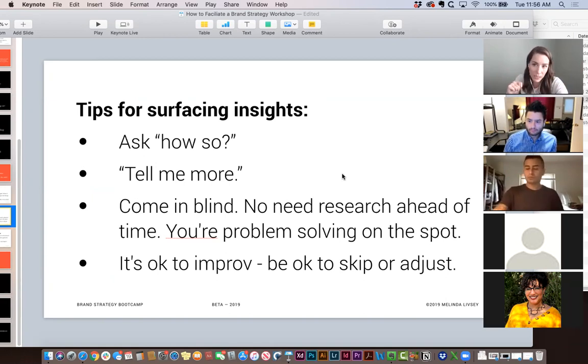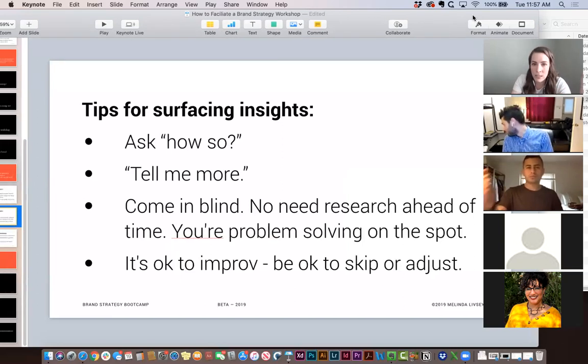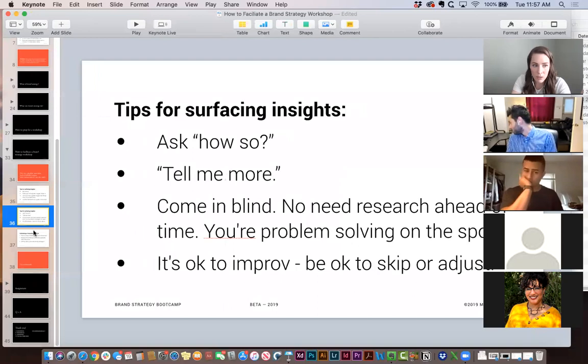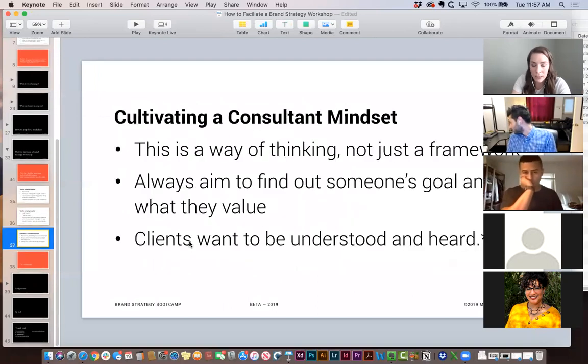And if you can't even understand what they do, then there's an issue in communication and how they're communicating their brand. So it's a good thing that you're there to learn and to gather as much as you can in that meeting. And because you're going to be a problem solver on the spot, you're actually going to show and practice that problem solving ability in there. So it's okay to improv. Again, being okay to go off script. It's okay to skip things. It's okay to adjust things. Just know that ahead of time and don't worry if you do that.